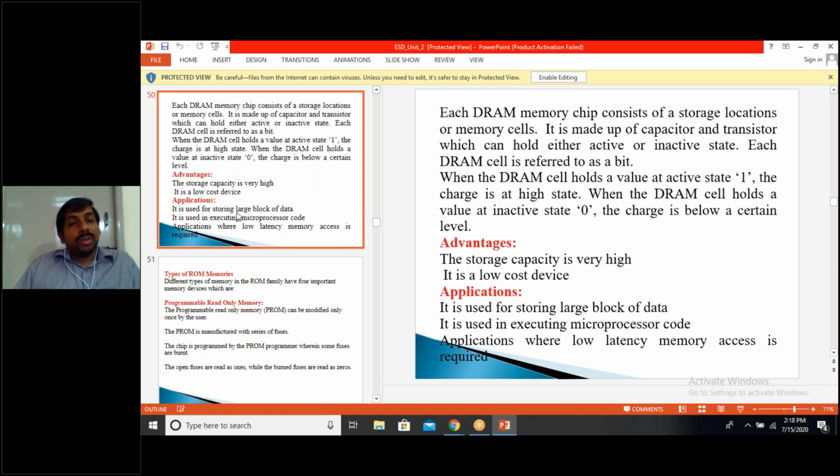It is also used for storing large blocks of data, and it is used in executing microprocessor code. So whatever the microprocessor instructions are, they can be stored in this type of memory while executing. So those instructions you can store here. Low latency.